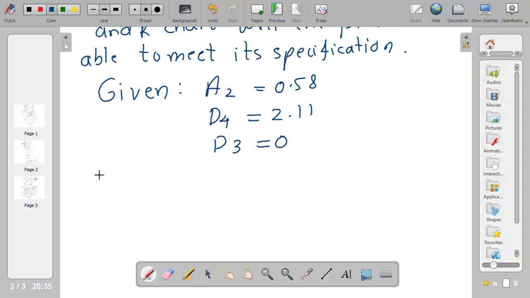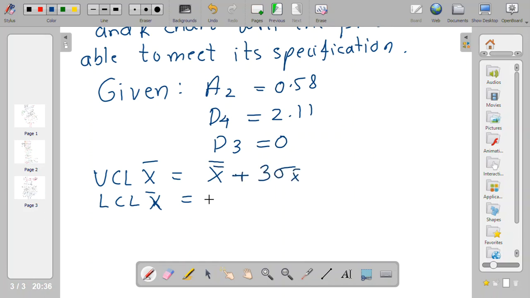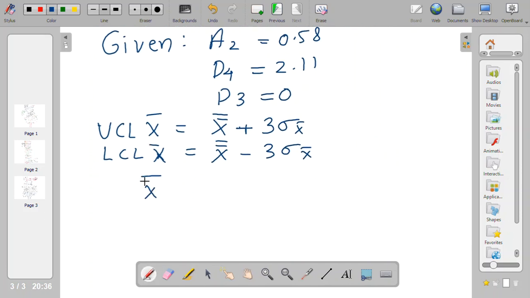First, what is the upper control limit? They want the upper control limit and lower control limit of the X bar chart, so we will find this first. What is the formula? X double bar plus 3 sigma X bar, and X double bar minus 3 sigma X bar. X double bar we will find first.